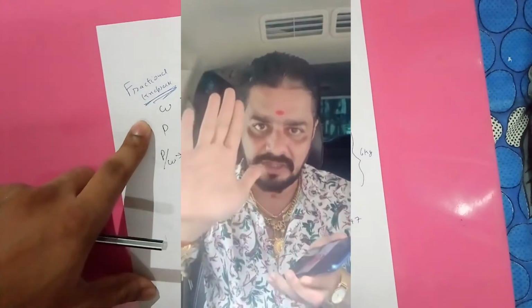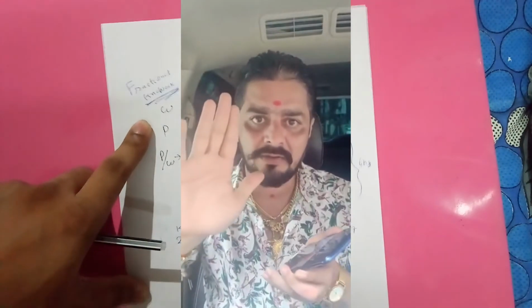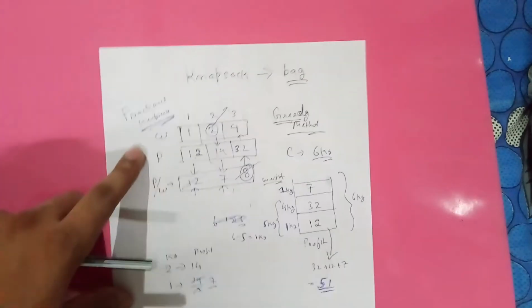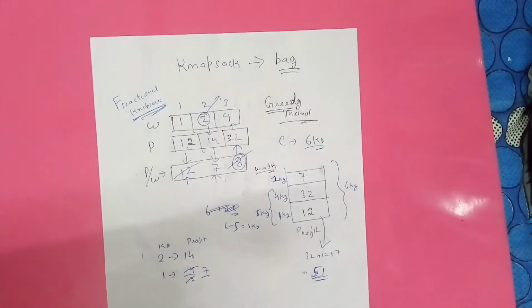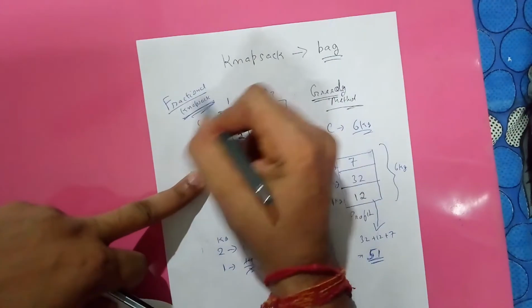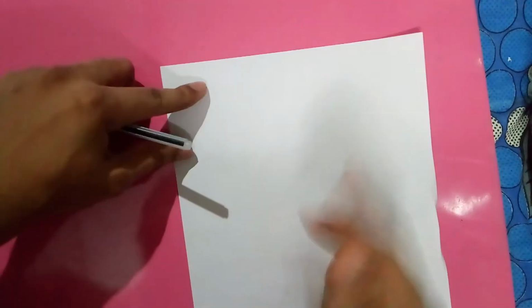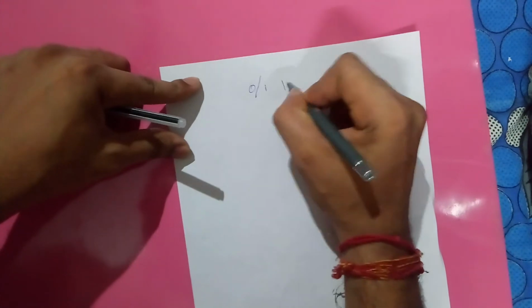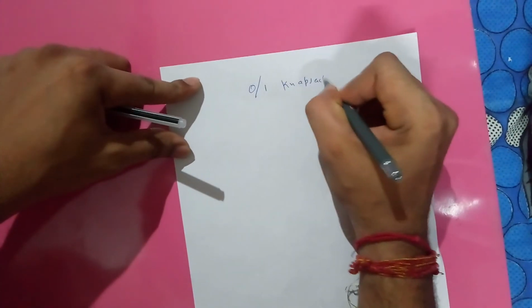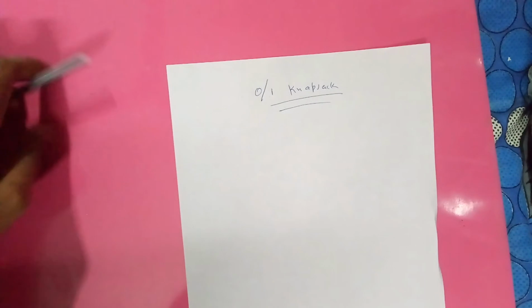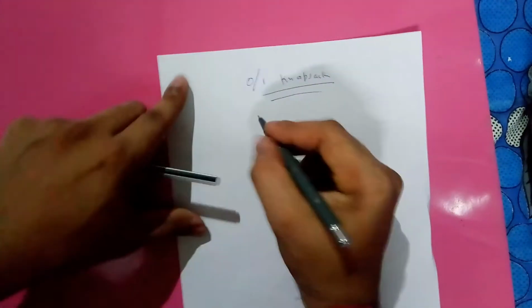Wait a bit, be patient, now I am going to show you why I told you greedy method fails. Okay, so remember one thing: greedy method does not fail in fractional knapsack, but greedy method will fail in 0-1 knapsack. How will it fail? Let us take the same example.